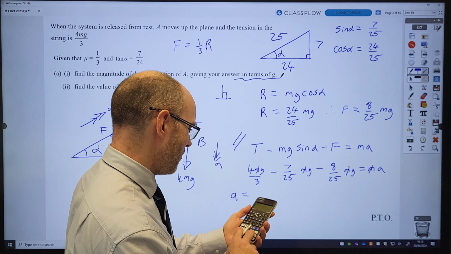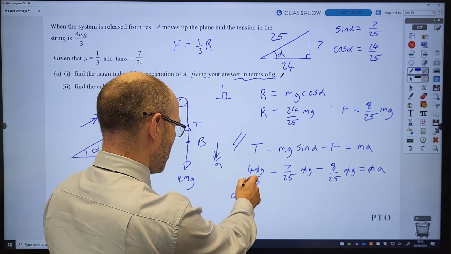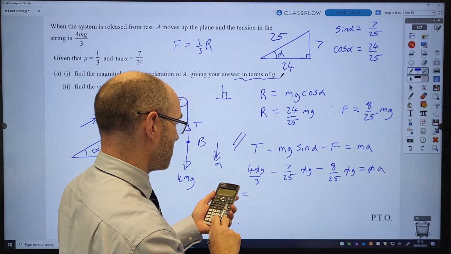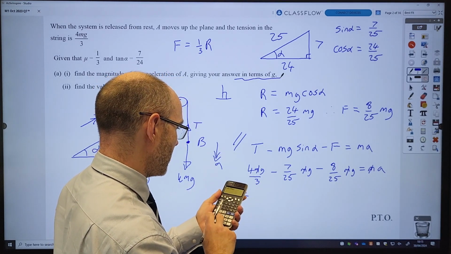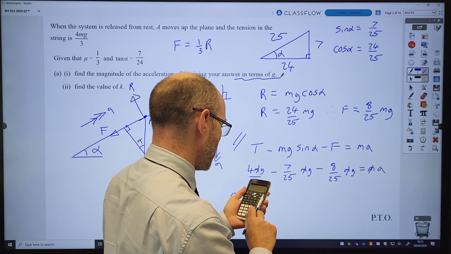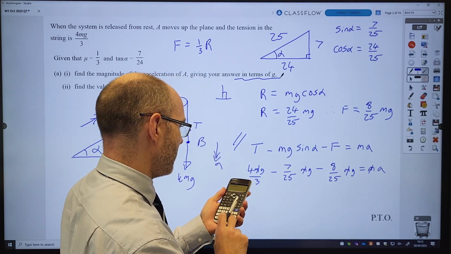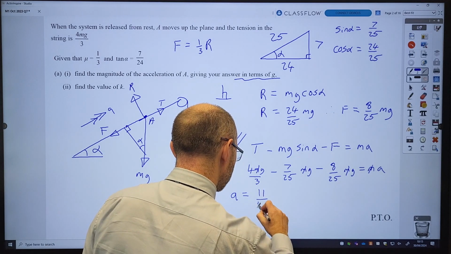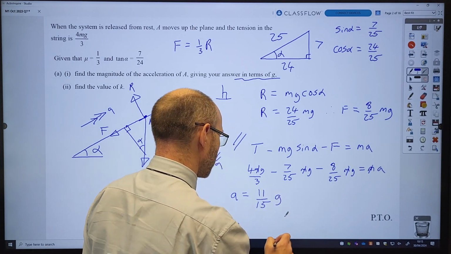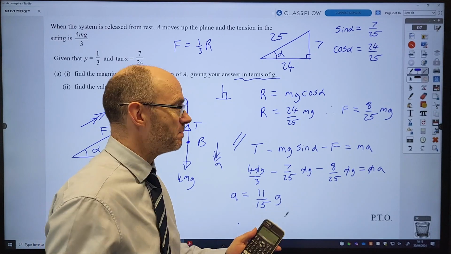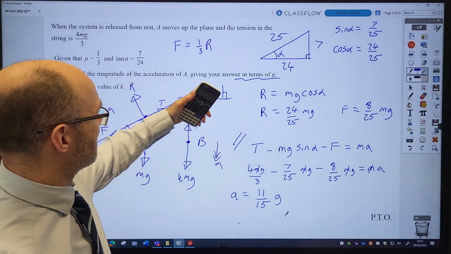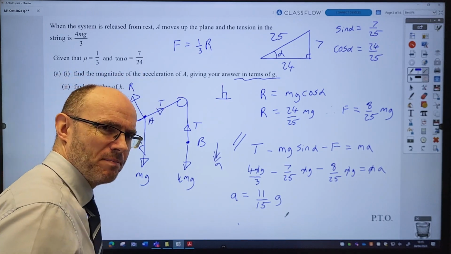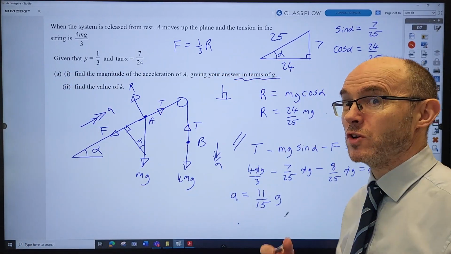So I'm just going to type in 4/3. I'm not going to put g in my calculator. Just going to do the fractions. 4/3 subtract 7 over 25, and then subtract 8 over 25, 11/15. Okay. Just do not forget to put the g into it as well. So 11/15 g. Right. That's that bit done. Okay, it's in terms of g. Happy with that? Hope so. If not, just watch it again.